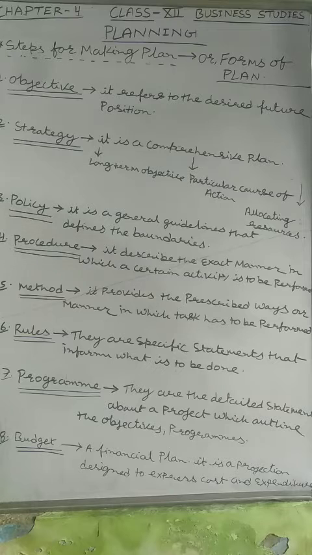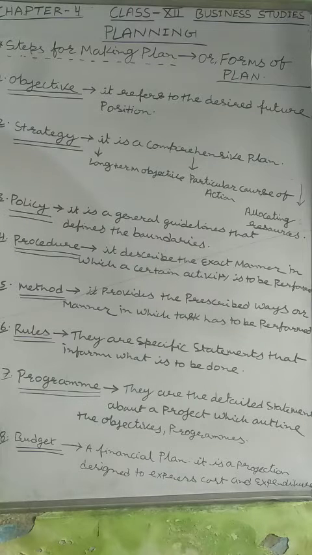Actually, planning takes various forms in every organization, and a plan is a general guideline towards achieving a certain goal and objective. Thus, the first type or form of plan is the objective, and it is also the first step of a plan. Objective refers to the desired future position. Objective is a type of plan.